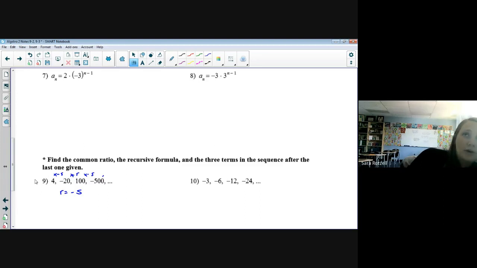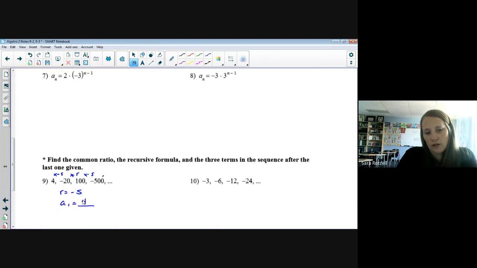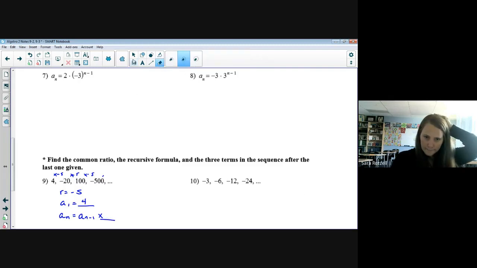Recursive formula has how many parts that we have to write? How many lines for the recursive ones? We have to have 2 lines. We have to have the first term written first on one line. Then the other one needs to be where we tell what happens next. So the first term was 4. The other terms are the terms that came before times 5. Not 5. It was negative 5, wasn't it? There you go. Times negative 5.